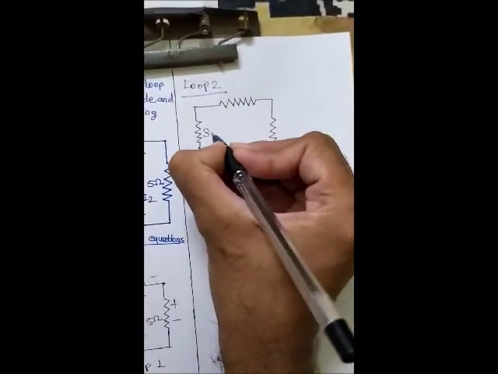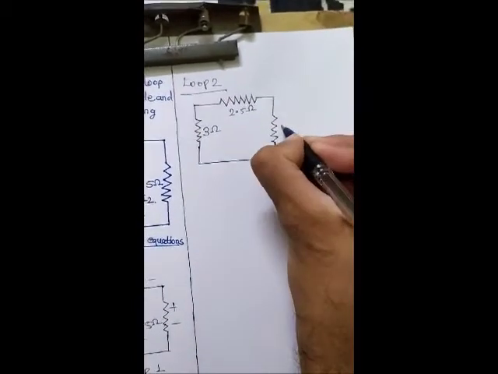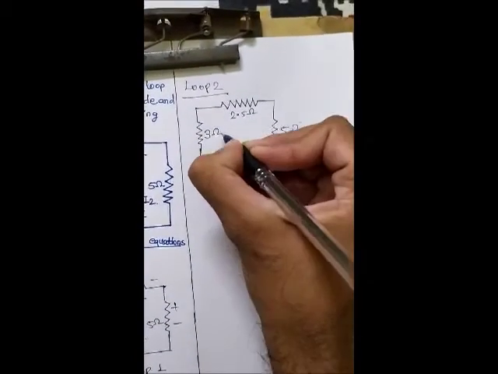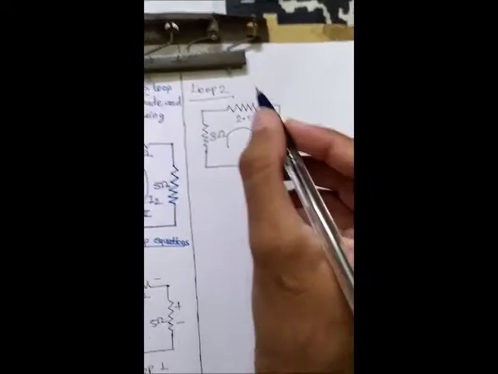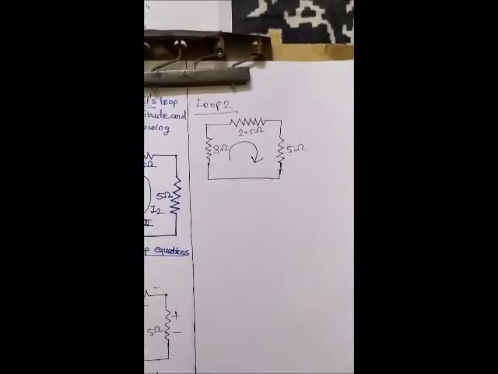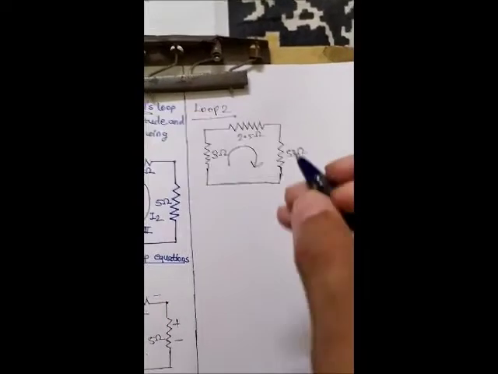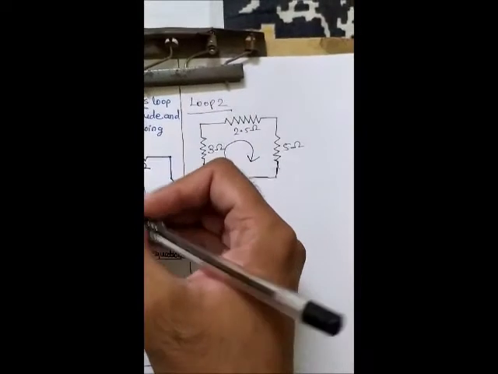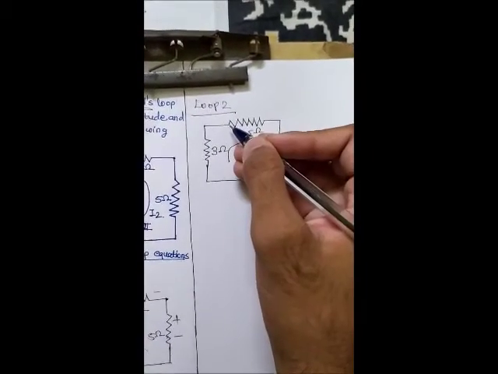So this is 3 ohm, this is 2.5 ohm, and this is 5 ohm. Current direction is again the same here. Keep in mind, you have to keep the current direction the same. You don't need to change the current direction. Now the current in this circuit flows from this to this.